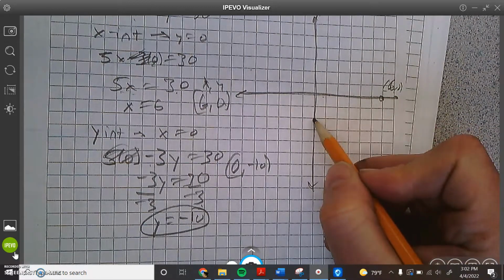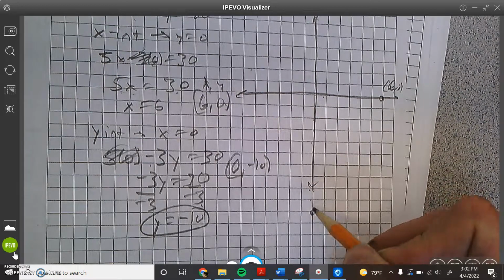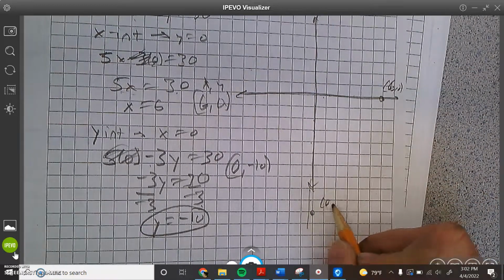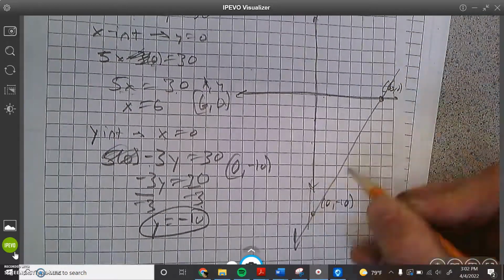So that's 1, 2, 3, 4, 5, 6, 7, 8, 9, 10. All the way down here. Oh my goodness. 0, negative 10. Boom. And there is the line.